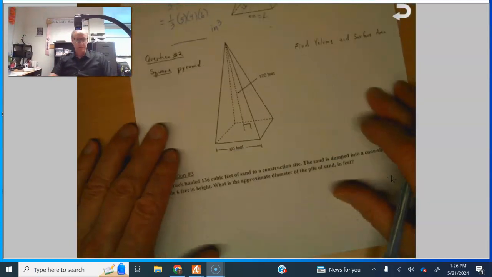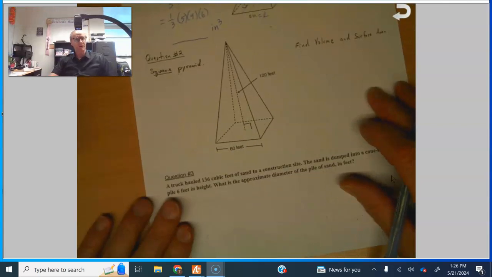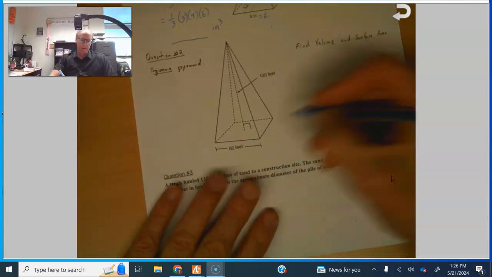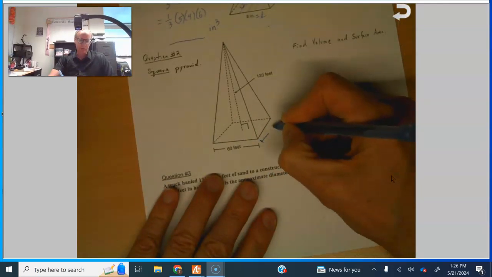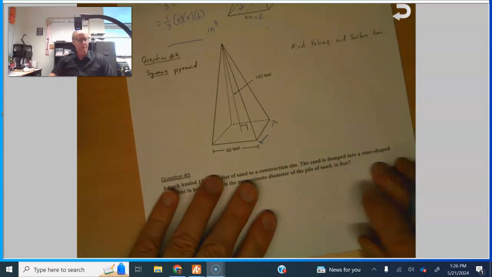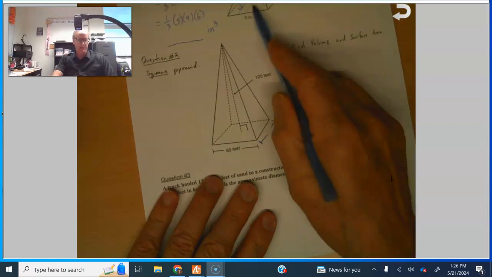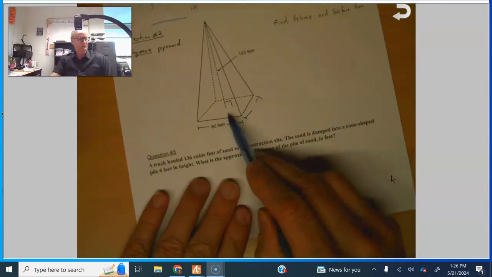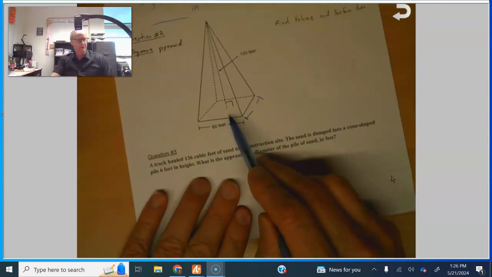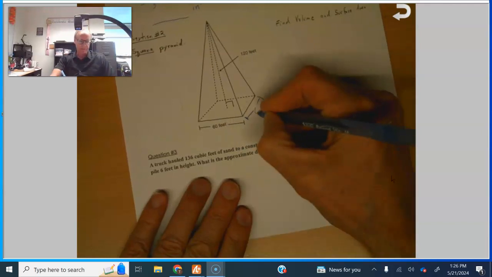The second one says it's a square pyramid, and we need to realize that the base is how we're defining what kind of pyramid we're looking at. This up here is a rectangular pyramid because the base is a rectangle. This one is called a square pyramid because the base is a square. And of course, that means that this is 60 feet.